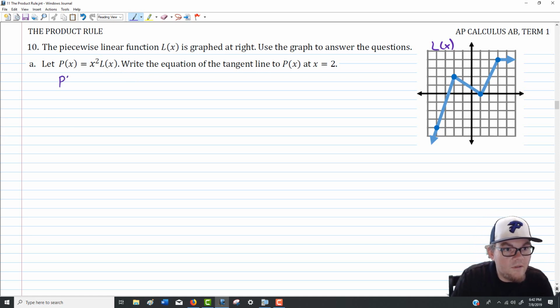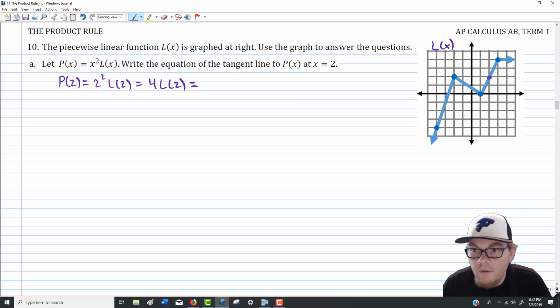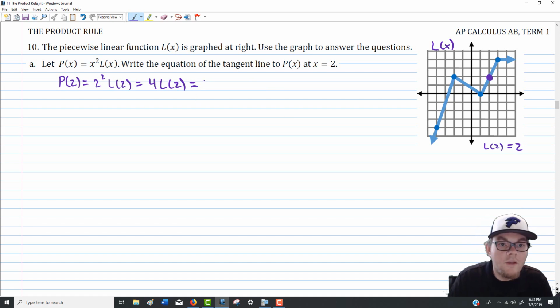So in here, a couple pieces. First and foremost, if we want a tangent line, we need p of 2 and p prime of 2. P of 2 is going to be 2 squared L of 2, which is 4 L of 2. And looking over at our picture, L of 2 would be right here. Now, of course, it might not be right on the line, but looking at the graph, it looks like we go up 4 over 2, which means we also go up 2 over 1. So there absolutely has to be a point right there, which means that L of 2 equals 2. So that makes this 4 times 2, which is 8. And that's going to be our y1.